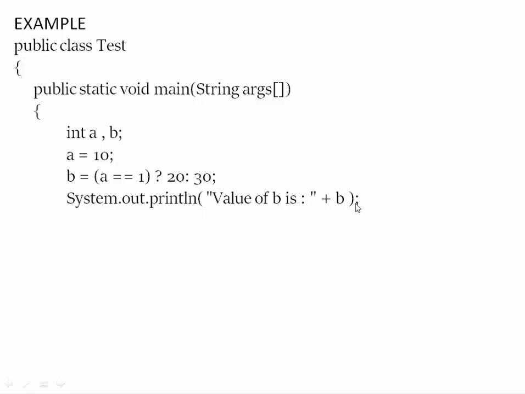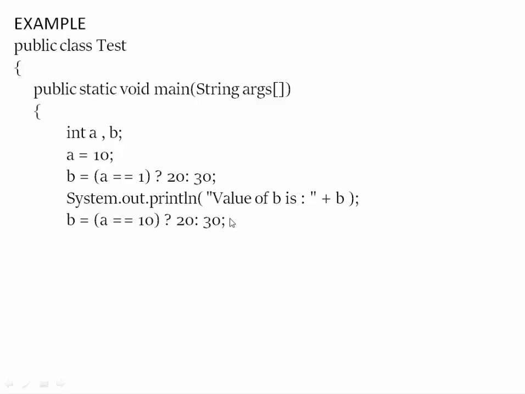Okay, and next, write one more statement: if a value is equal to 10, assign 20 to a variable b, otherwise the value of b must be 30. So this can be written using a ternary operator. See here, if a is equal to 10, then assign 20 to variable b, otherwise 30 must be assigned to variable b.